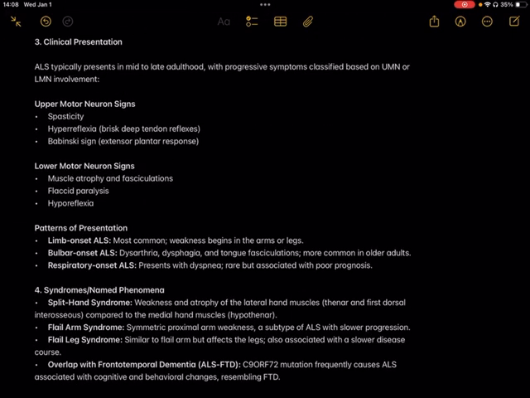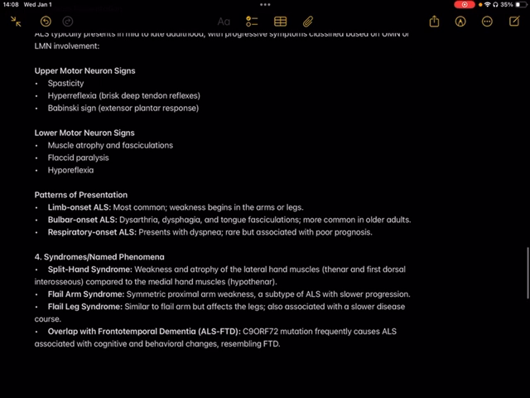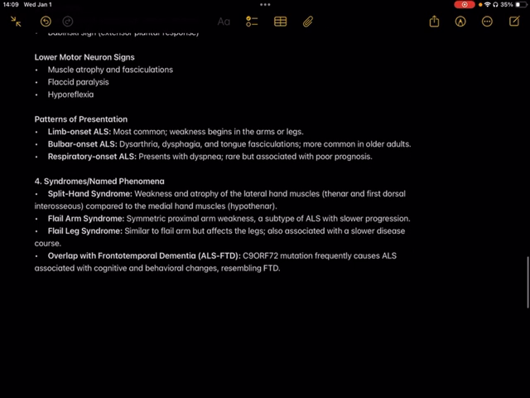Coming to clinical presentation. ALS presents in both mid and late adulthood, with progressive symptoms classified based on upper motor neuron and lower motor neuron involvement. The features of upper motor neuron involvement are spasticity, hyperreflexia, that is brisk deep tendon reflexes, and Babinski sign, an extensor plantar response. The lower motor neuron signs are muscle atrophy and fasciculation, flaccid paralysis, and hyporeflexia.